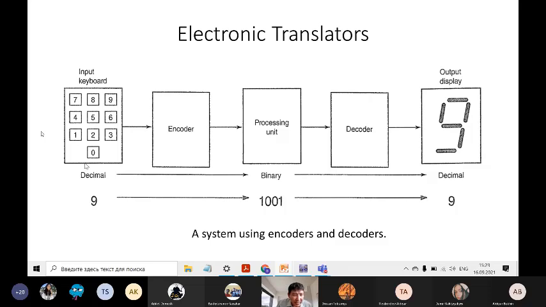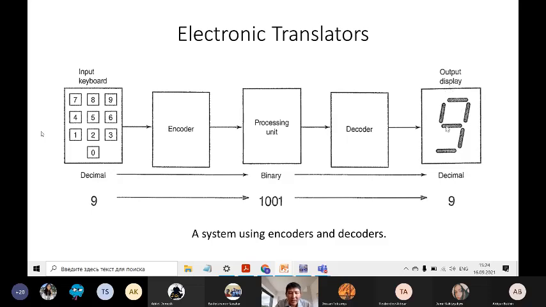For example, it is a keyboard that has numbers from 0 to 9, and our goal is to convert it to binary. For this, we need a device that we call an encoder. The function of the encoder is to convert decimal to binary. Then we can process this binary number, do calculations, store, etc. Then we need to do the opposite function. We need to decode.